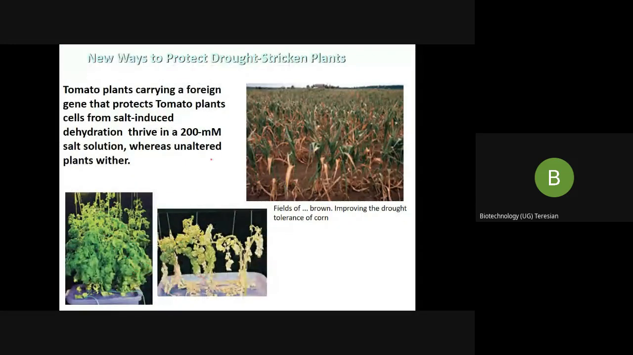You can also see that many plants cannot withstand salinity. Your tomato plants carrying a foreign gene that protects tomato plant cells from salt-induced dehydration thrive in 200 millimolar salt solution. That is, they have manipulated this tomato plant in such a way that it can withstand salinity, that is the salt, up to 200 millimolar concentration. So this can survive because it is transgenically modified, whereas this tomato plant did not survive.